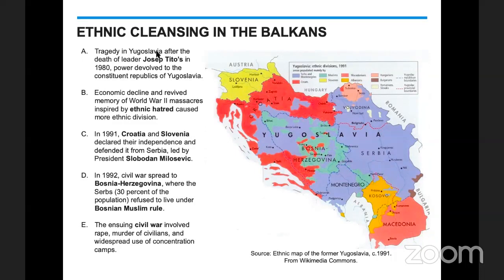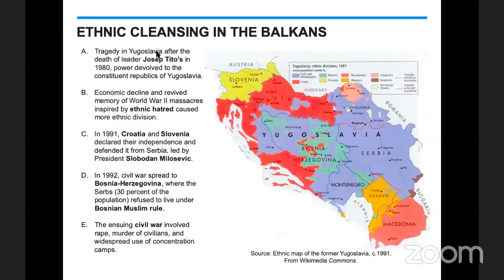So in 1992, civil war is going to spread to Bosnia and Herzegovina, where the Serbs, who were 30% of the population, refused to live under Bosnian Muslim rule. And then the ensuing civil war will involve rape, murder of civilians, widespread use of concentration camps. So it's similar to what we had seen in World War II, these concentration camps and these different atrocities.